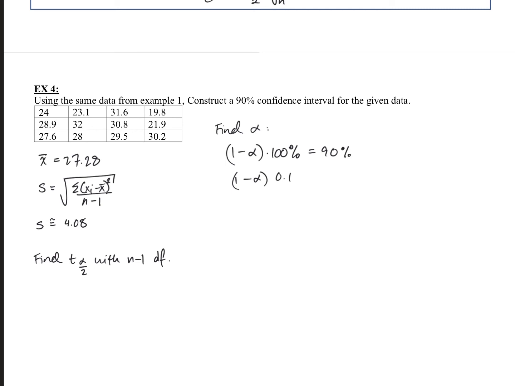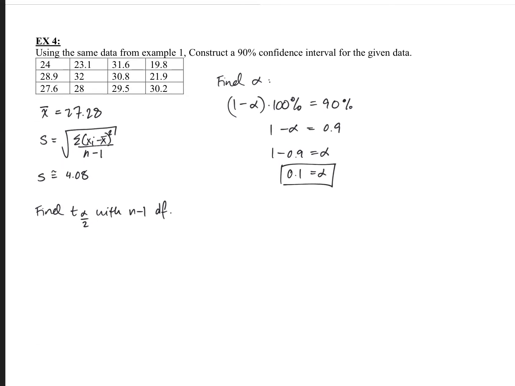Sorry, not 0.1, that's just going to equal 1. So we'll go ahead and just write it as 1. Let me go ahead and re-erase this. So the 100% is just going to end up equaling 1 if we write it as a decimal. So we get 1 minus alpha equals 0.9. Then, solving for alpha, we have 1 minus 0.9 equals alpha. And what is 1 minus 0.9? That's going to be 0.1. We have found our alpha value.